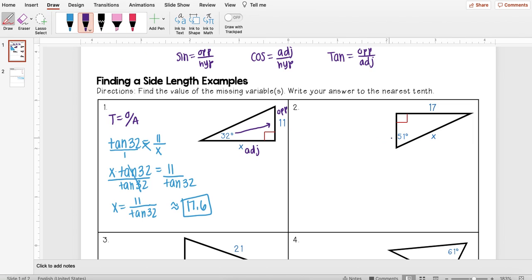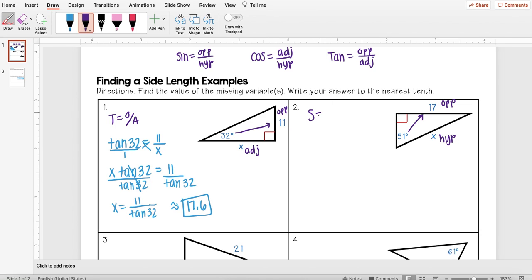Okay, let's try another one. So I'm going to do, first I'm going to label all of these. I like to first label my hypotenuse. And so I look opposite of my right angle is my x. Now I need to figure out what 17 is. Well, I see that 17 is opposite of my given angle. So that's my opposite side. Now I need to look and see which one is the one that has opposite and hypotenuse. And I see that that is sine.